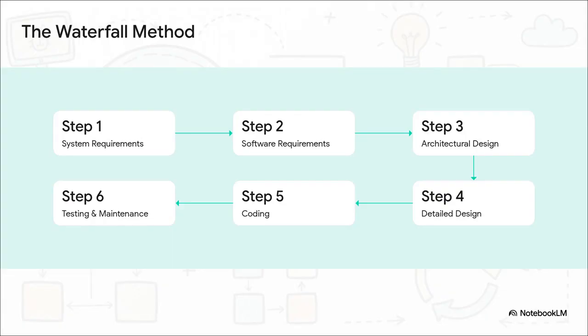And here, you can see that rigid sequence in action. First, you define the requirements for the entire system. Then, you get into the nitty-gritty of the software requirements. After that, you design the big picture architecture, and then the detailed design for every little piece. Only after all, and I mean all, of that planning do you finally start coding. And only when all the coding is finished do you move on to testing. Each step just flows down to the next, and you can't swim back upstream, hence the name waterfall.